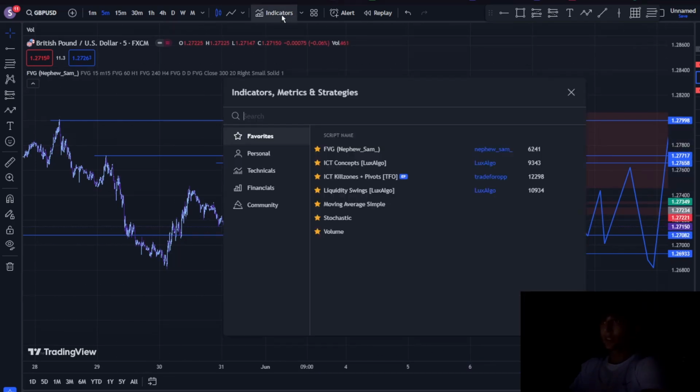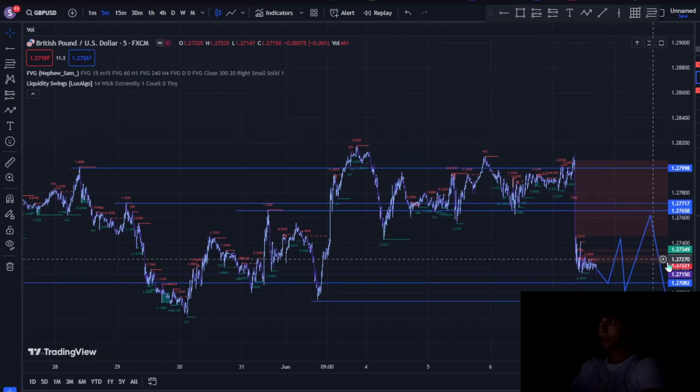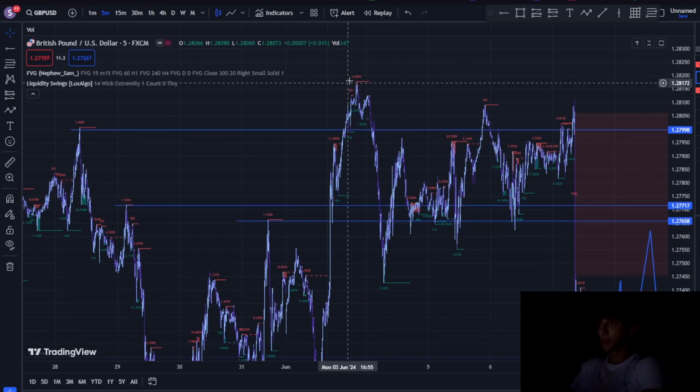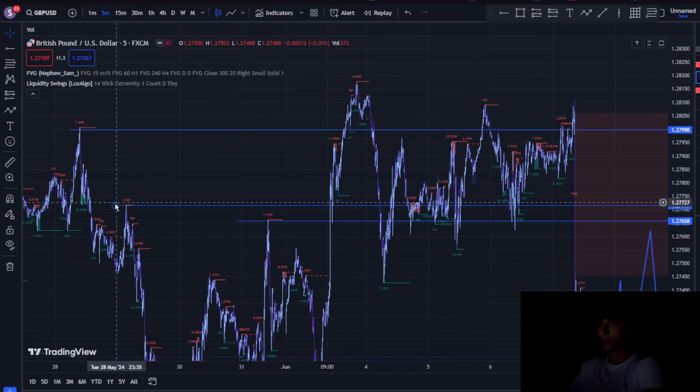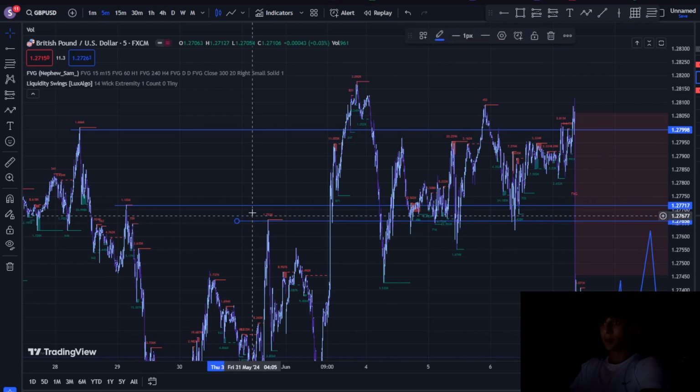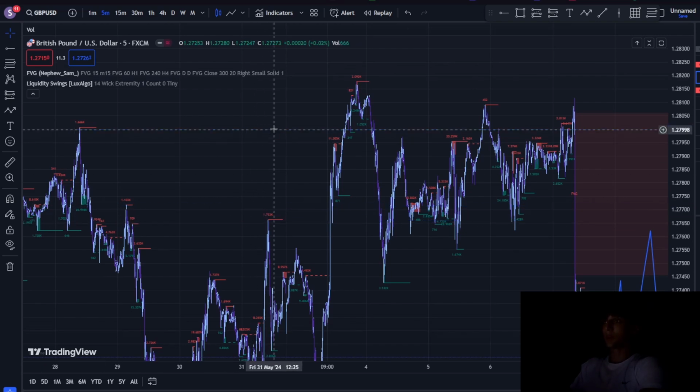For liquidity sweeps, an indicator, if you go here, it's called Liquidity Sweeps by Lux Algo. Just put it on. It kind of tells you where prominent liquidity is. So this would be liquidity, this would be liquidity, this would be liquidity. I already marked some out, but it's literally just prominent highs and lows. Okay.